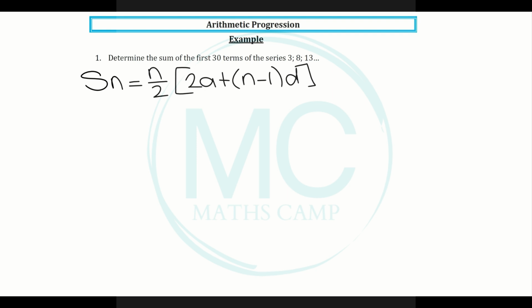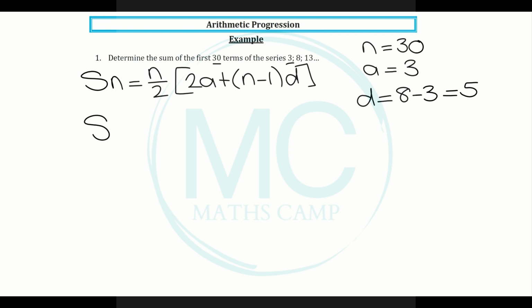The question asks us for the first 30 terms. So in this case, n is 30. A is the value of the first term. So in this case, a is 3. To find the constant difference, let's look at the first and second term. So we can say d is equal to the value of the second term, 8, minus the first term, which is equal to 5. And now we can put these values into the formula.